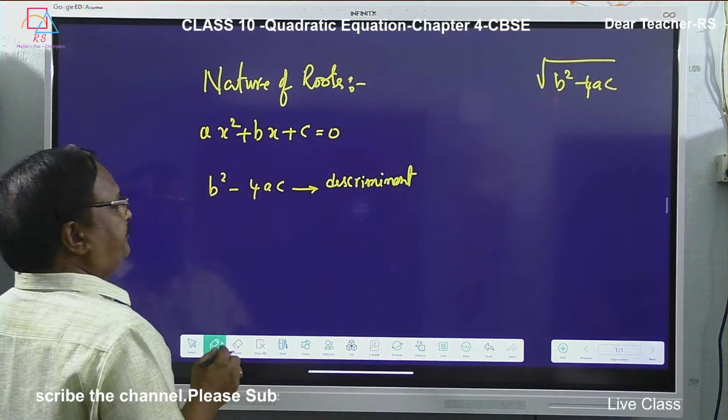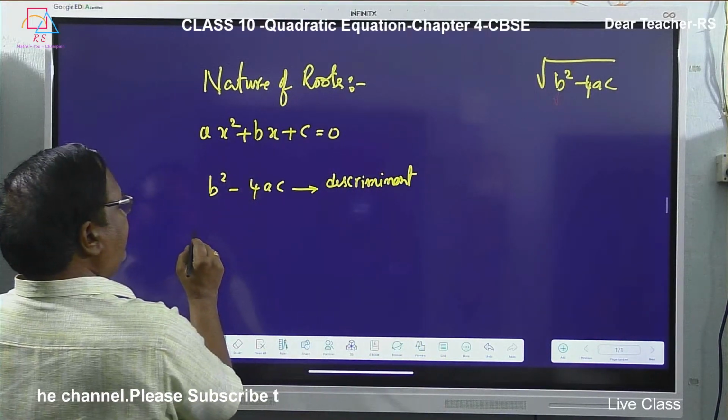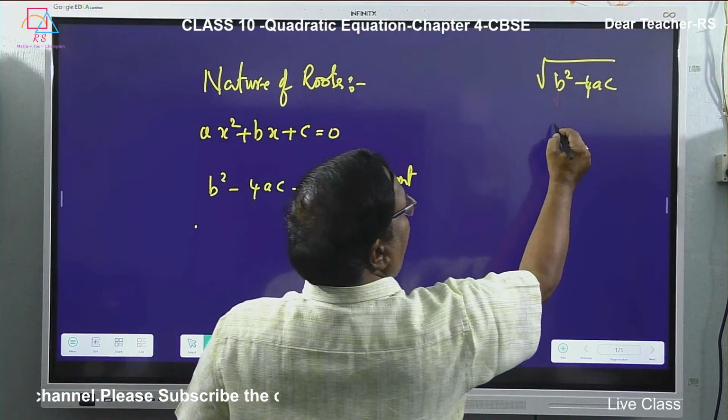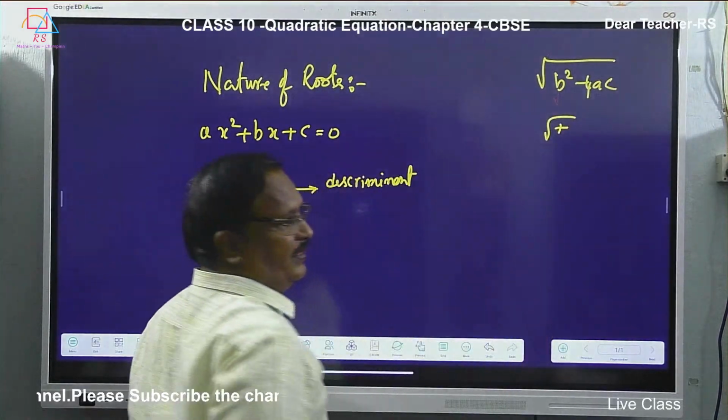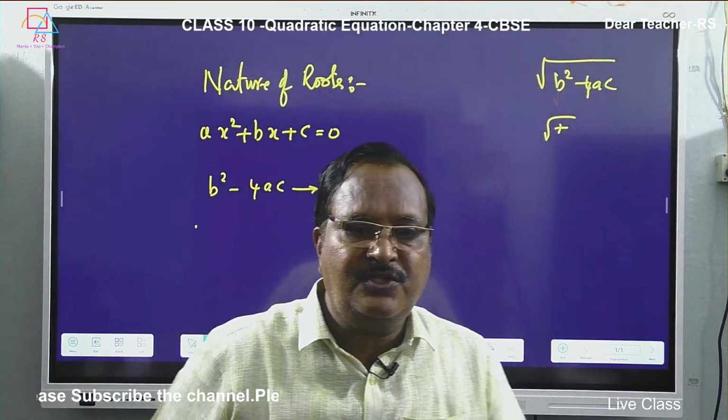Now under root, if b square minus 4ac is a positive value, the square root of a positive value is real.